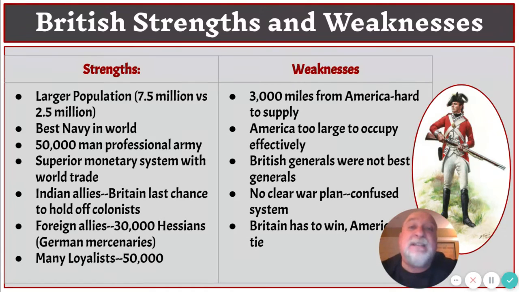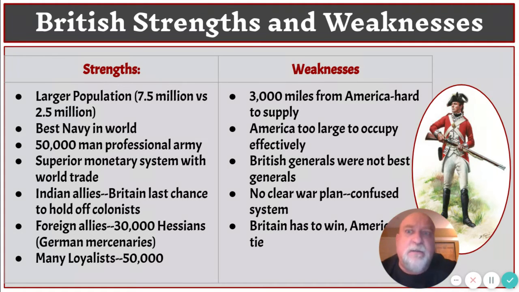Next up, Britain has the best Navy in the world compared to the American Navy that doesn't exist. So they don't even have a Navy, the Americans. So already you can see where that's going to be a major advantage. Britain has worldwide trade, an established monetary system. They have allies, whether it's the German Hessians or the Native Americans that the British have talked into helping them fight the colonists who are settling on their land. Or maybe it's the loyalists who are joining the British Army. About 50,000 of those loyalists are going to fight in the war at any given time.